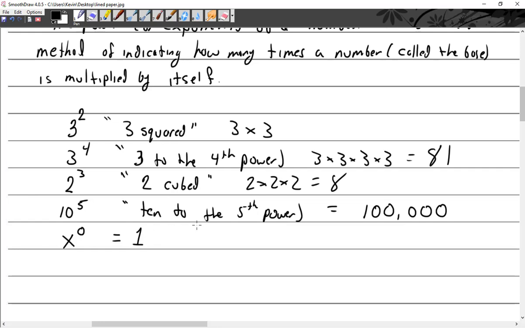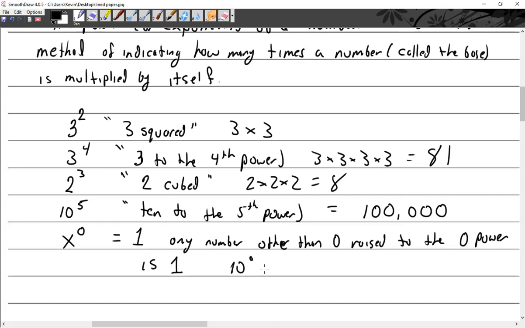All right. So any number other than 0 raised to the 0 power is 1. So 10 to the 0 equals 1.